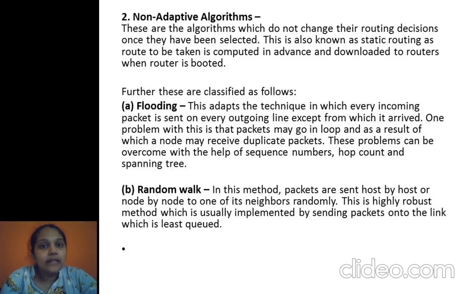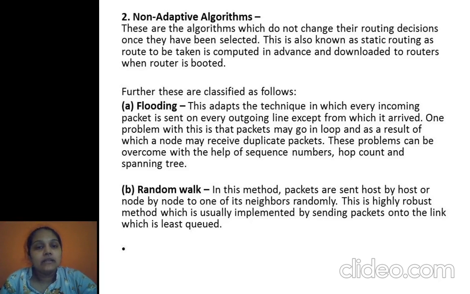Packets are sent on every routing line or every outgoing line. A number of packets are sent to the destination site. So because of that, duplicate packets are also made in folding.